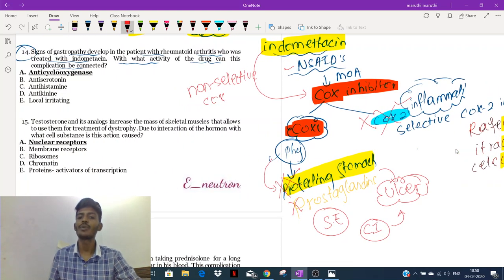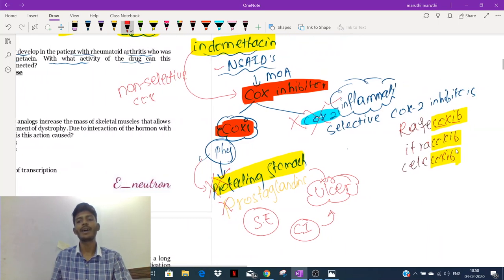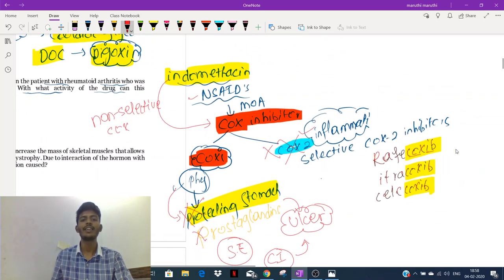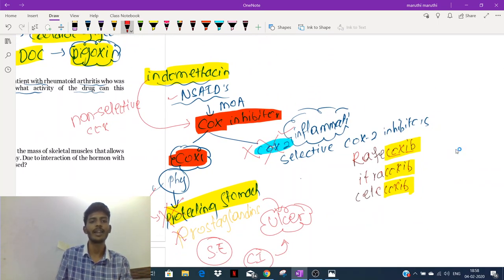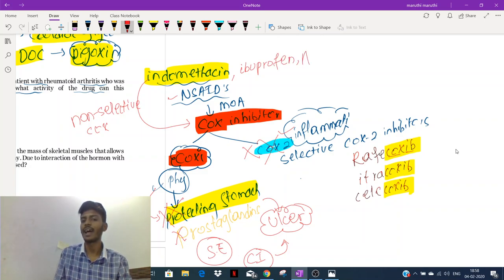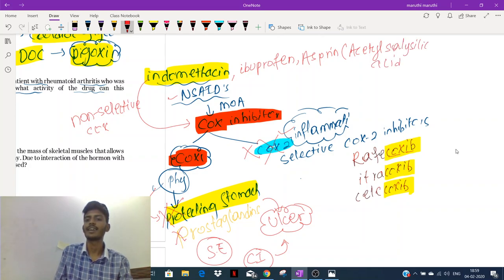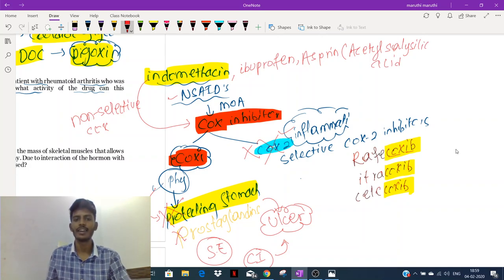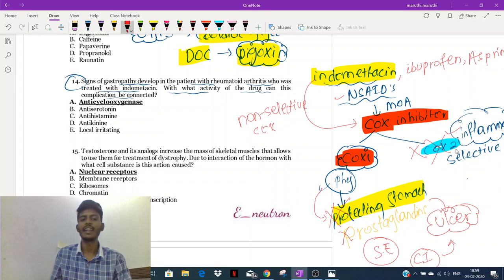So indomethacin is what? Non-selective. Let me give you some other drugs along with the indomethacin which work as a non-selective COX inhibitor. I'm writing on the top here. That includes ibuprofen. That includes our aspirin. The other name for aspirin, that will be acetyl salicylic acid. Okay, so this is a story of our anti-COX.